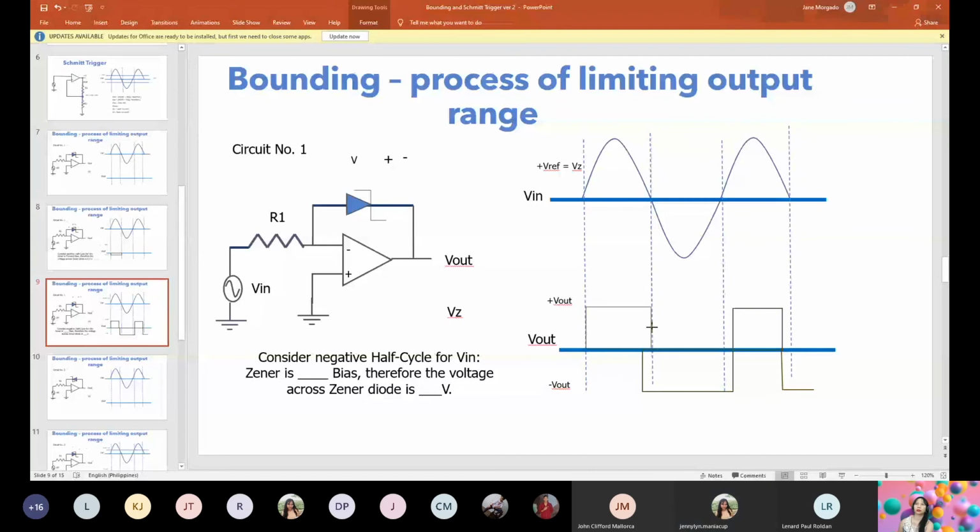Forward. Forward, negative half cycle. Reverse. Reverse bias. So this time the zener is in reverse bias.